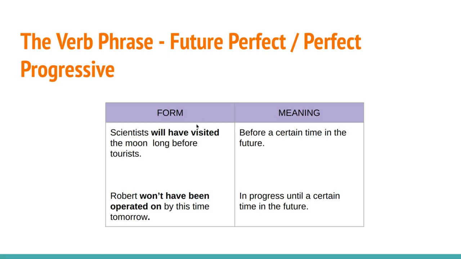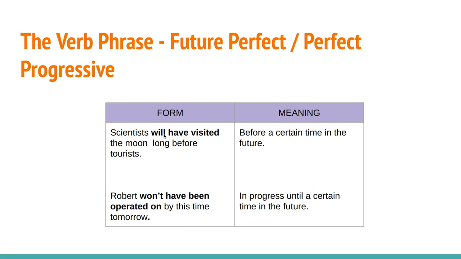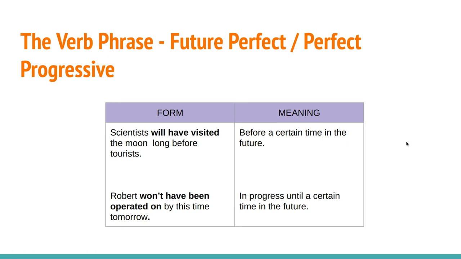Now, I realized just a moment ago that this example was wrong, but basically, once again, the negative form is formed by fusing, or sometimes not, the auxiliary with the operator: will not, won't. The meanings are before a certain time in the future for the future perfect, and in progress until a certain time in the future for the future perfect progressive.